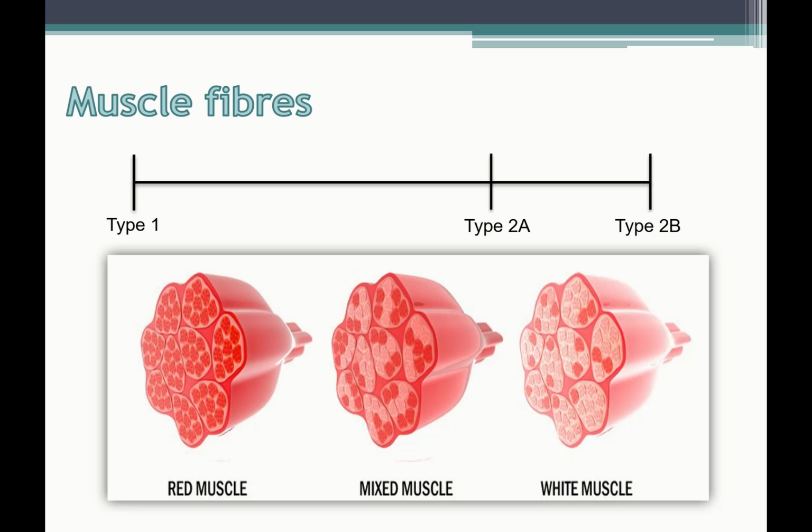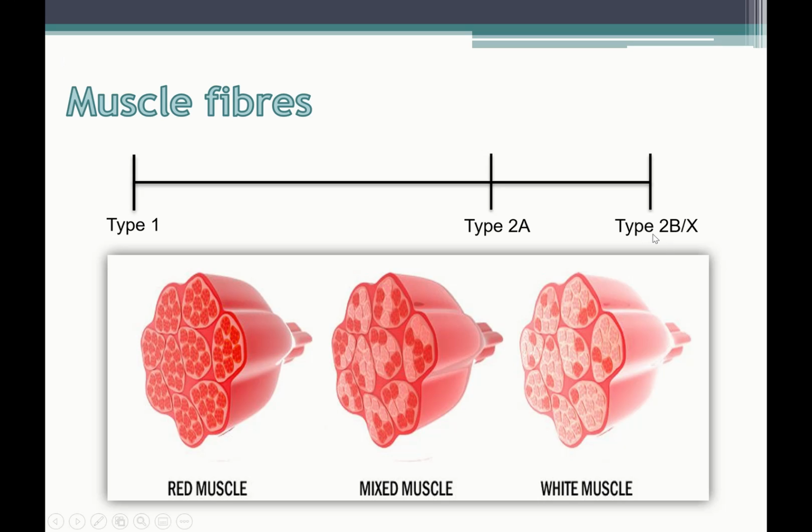So we never really get 100% of one type of muscle fiber in the muscle belly. There is a change between the different types of fibers depending on the role of the muscle and also the type of activity that the individual does when it comes to their training, for example.